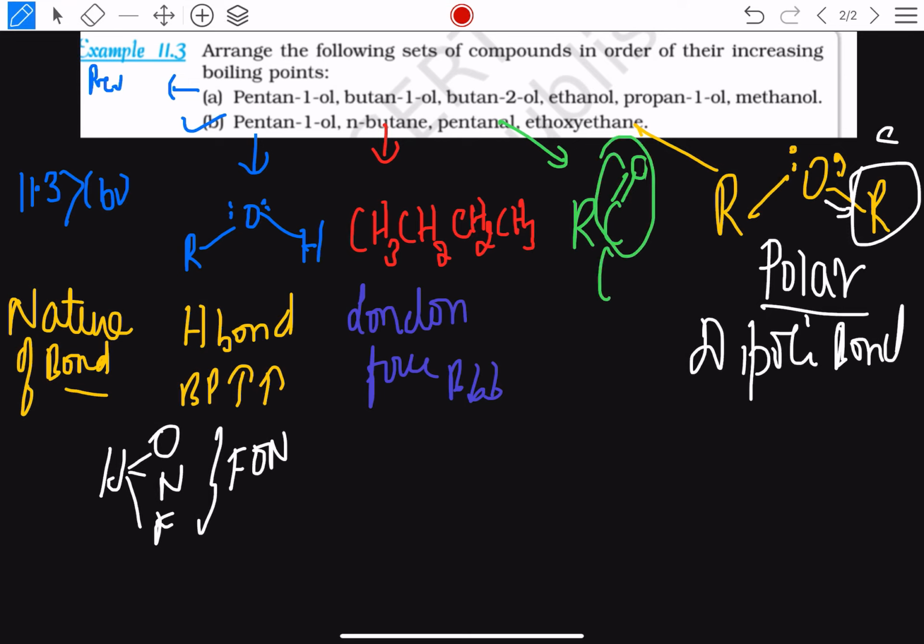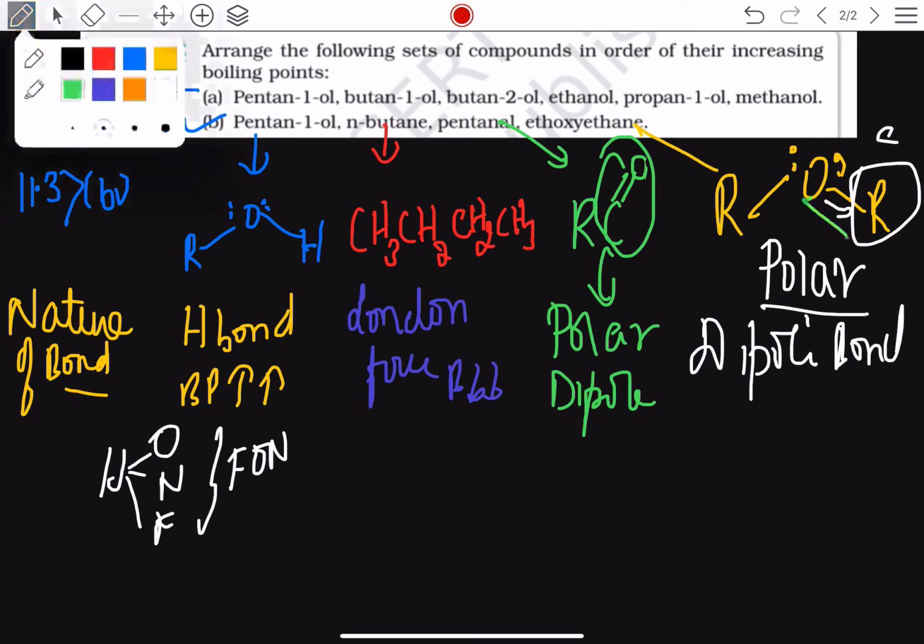That means there is again a polar bond. That means there is again a dipole moment, because just like oxygen was bonded to an R group, here also oxygen is bonded to an R group. That means there is a case of dipole moment here also. Then how can we actually compare the ether with the aldehyde?